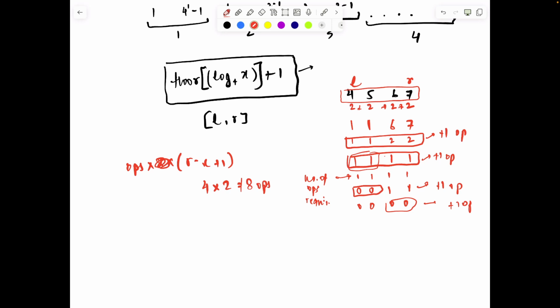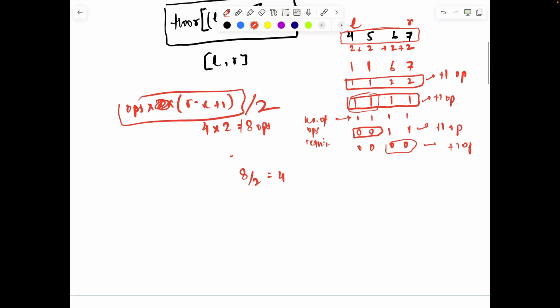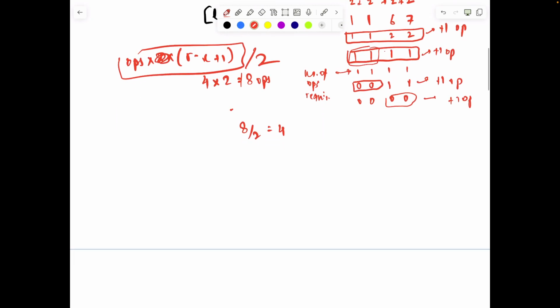But now the question asks we can take two elements together and reduce them at the same time, and that will count as one op. So you see here, it's very easy to get the number of operations required to reduce this to zero. We're just going to take this part and divide it by two because we can take two elements together and reduce them. So the number of ops required for reducing 4, 5, 6, 7 is 8 divided by 2, which is 4, right? Now, another example.